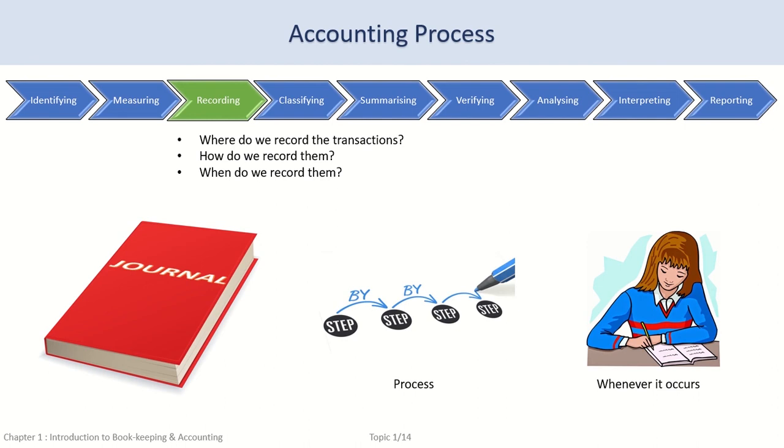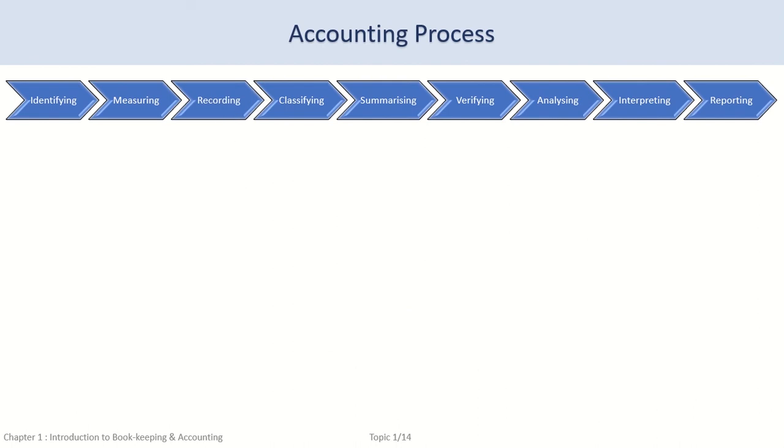The next step, that is step 4 of the accounting process, is classifying the recorded transactions. The questions over here are similar to the questions in the previous step. Where do we classify the journal entries? How do we classify them? And when do we classify them? Let's start with where do we classify the journal entries.